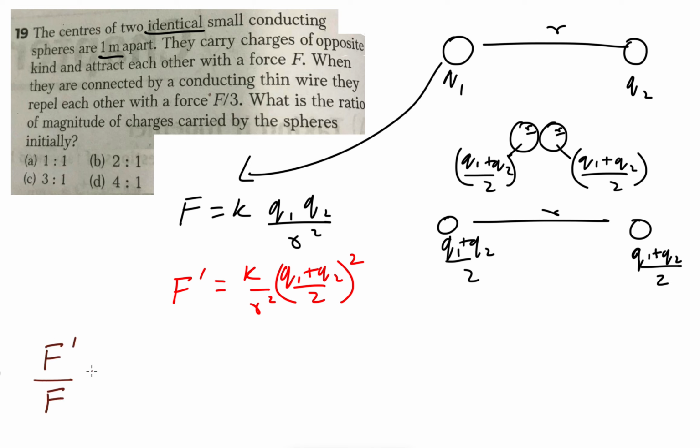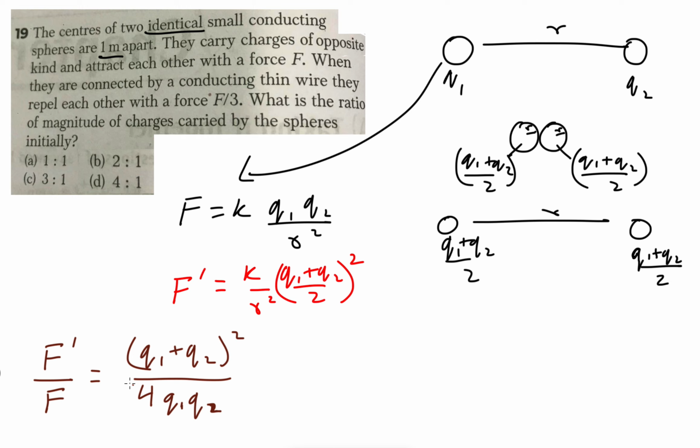F dash upon F. If you do that, K and r square get cancelled and you'll have (Q1 plus Q2) square by 4 Q1 Q2. You may remember this, or it is just one line away from the basic concept. Now in this question they have asked for the charge ratio, what is Q1 by Q2. If you do the math, it will take a bit longer. I may or may not show the math in this video because the point is not the math.